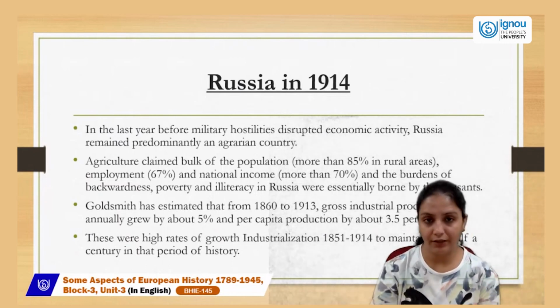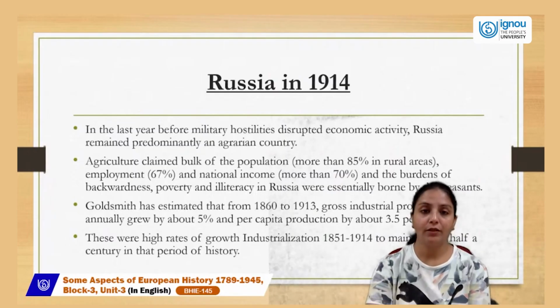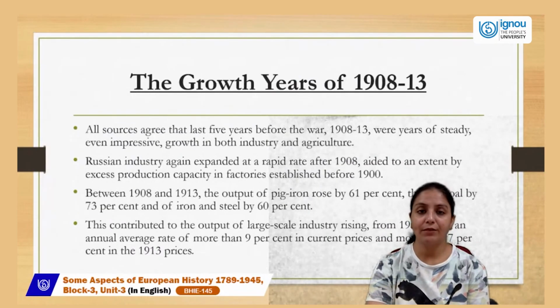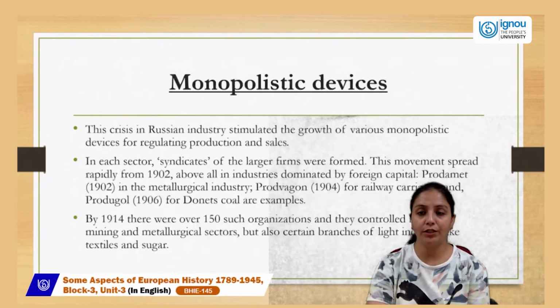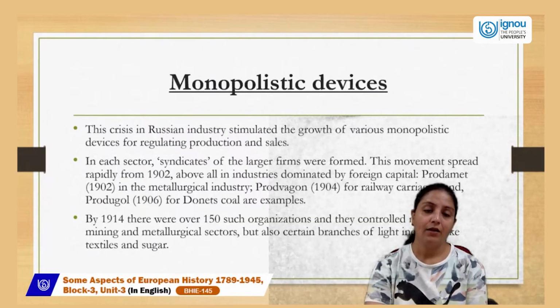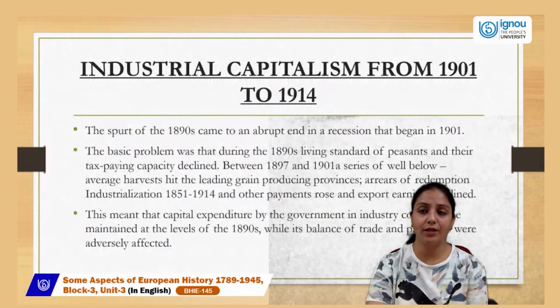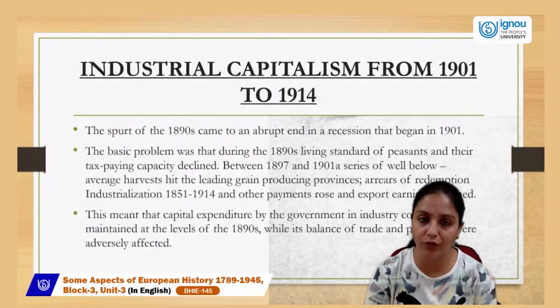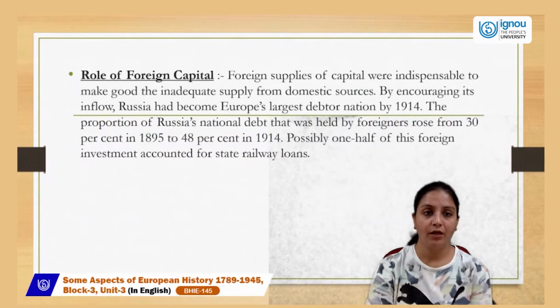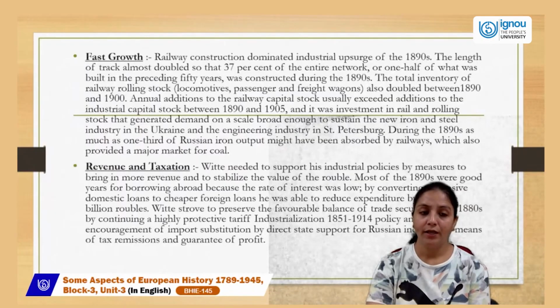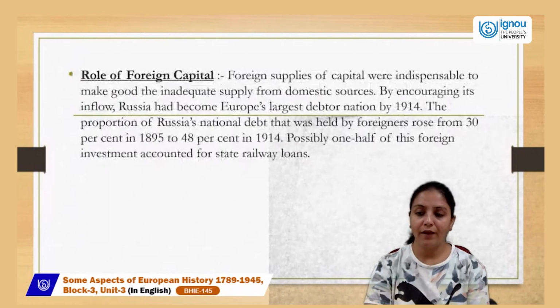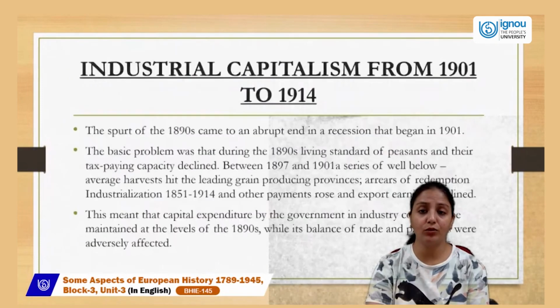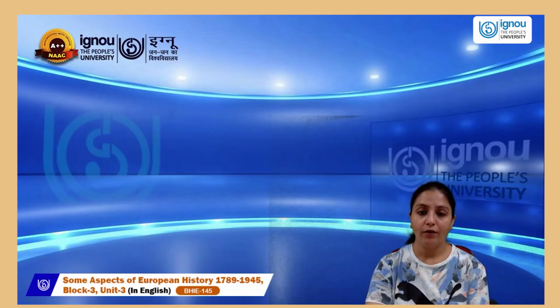We have discussed Russia. We have discussed the growth years, monopolistic devices, and industrial capitalism from 1901 to 1914. We discussed fast growth, revenue, taxation, and the role of foreign capital. We have discussed a lot of things related to industrialization.